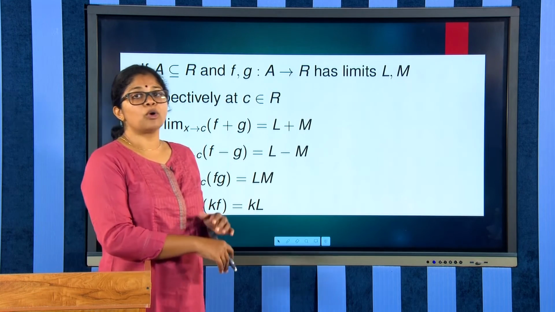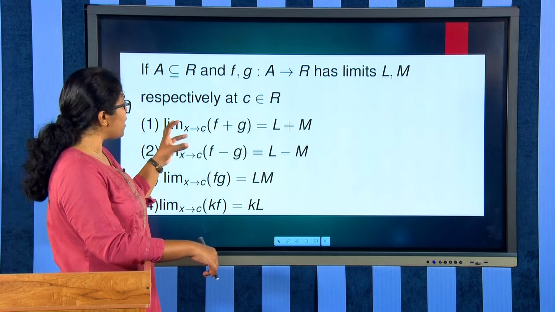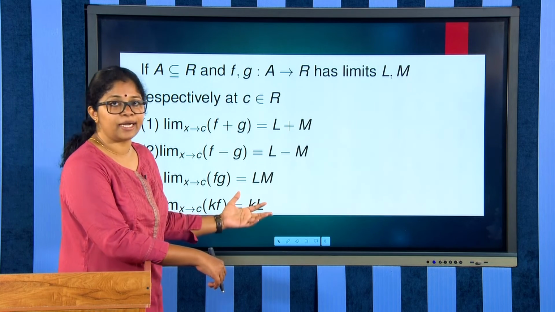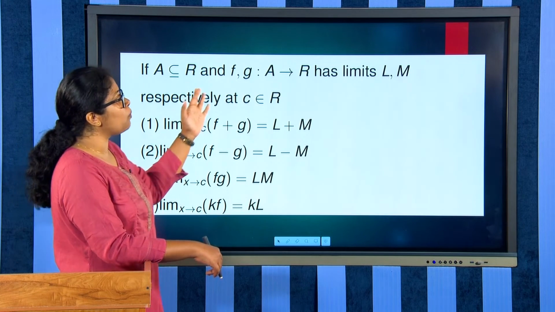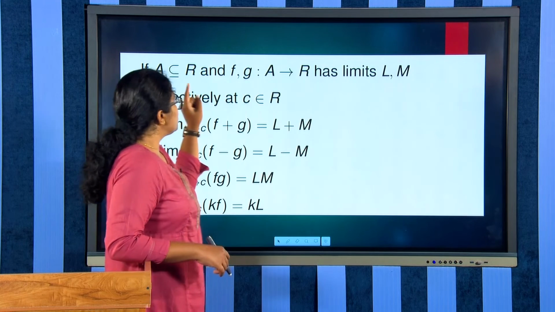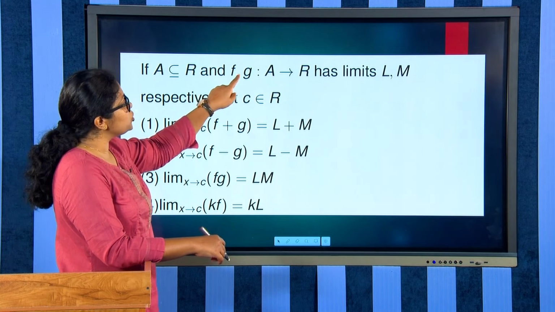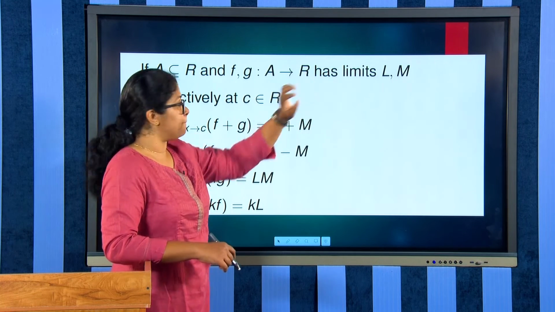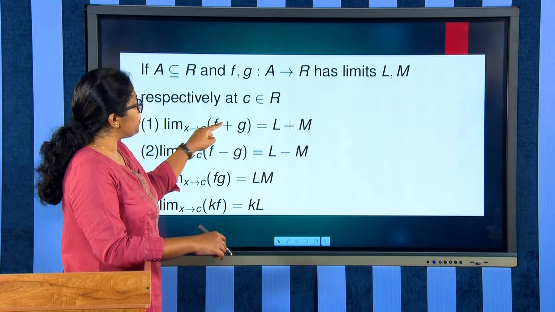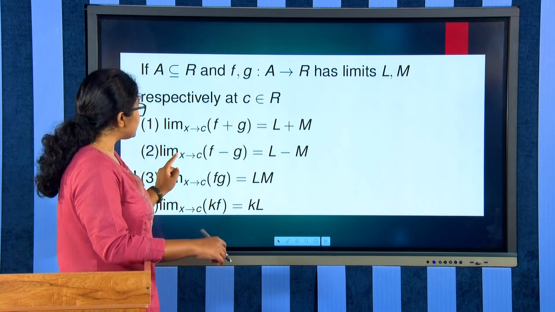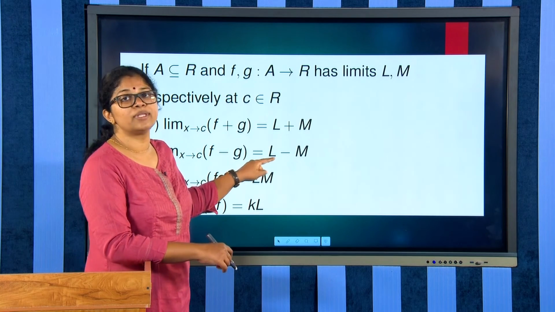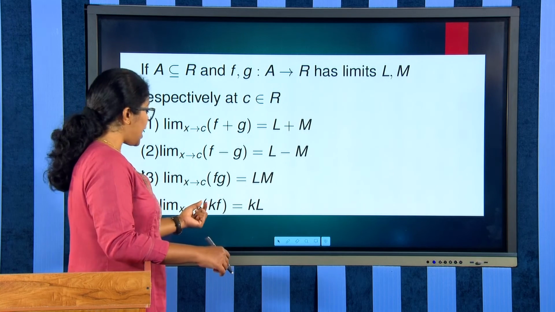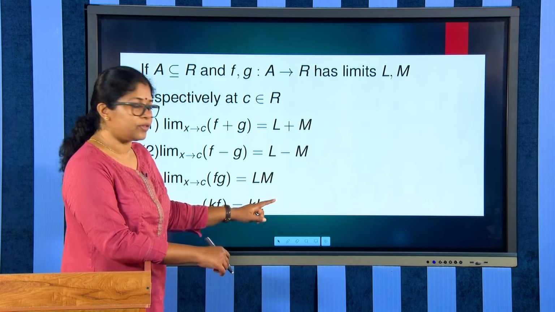Now, these are the algebra of limits. That means, if you have sum of functions, difference of functions, product of functions, constant multiple of a function and so on, correspondingly what happens to the limits. So, if A is a subset of R and f and g are two functions from A to R such that they have the limits L and M, limit x approaching c of f plus g is equal to L plus M, limit x tends to c of f minus g becomes equal to the difference of the limits, product function goes to the product of the limits, and constant multiple has constant multiple of the limit.